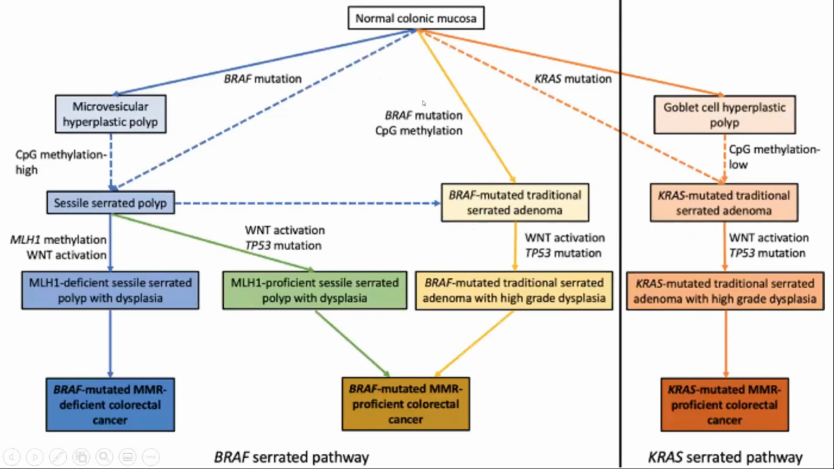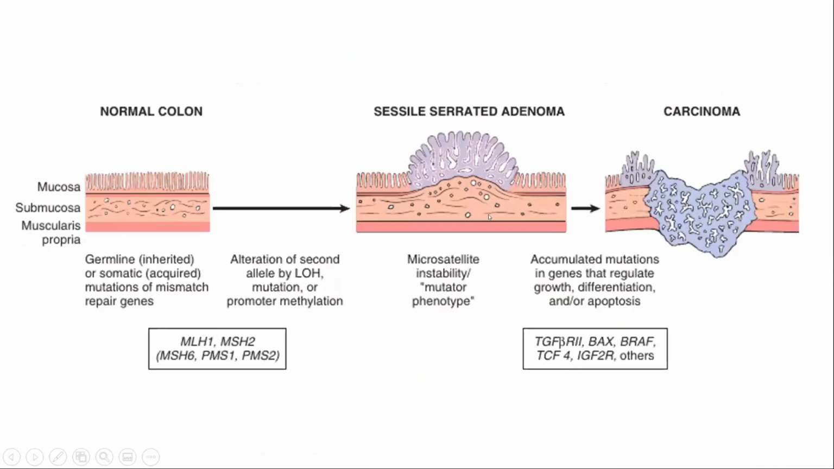So this is taken from WHO just to show you the serrated pathway of colorectal cancer. Normal colon, which has BRAF mutation, leads to the formation of hyperplastic polyp and serrated polyps, and when they have this methylation, it leads to MMR-deficient colorectal cancer. Okay, same goes here, for CpG methylation.